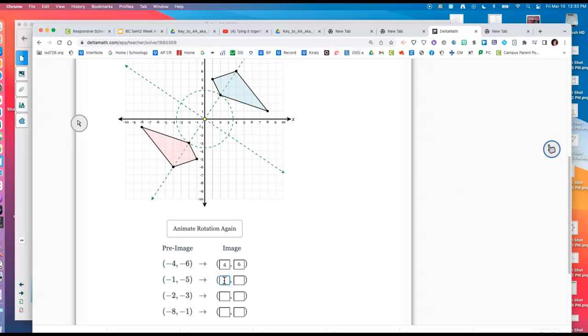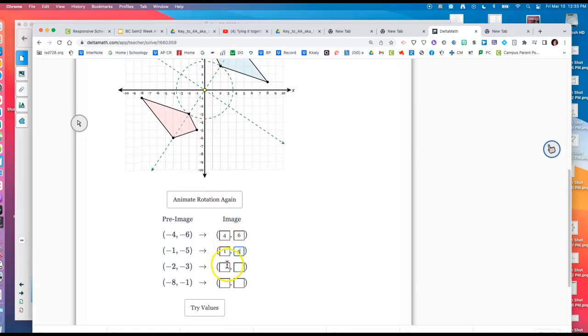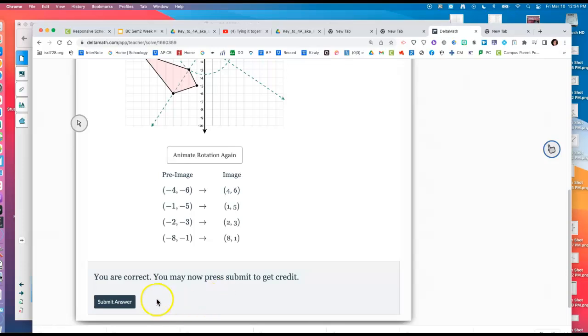So without looking at the grid, I'm going to assume that's 1, 5, and I'm going to check. Did -1, -5 down here go to 1, 5? And it did. So my pattern for the 180 is we just take the opposite of both coordinates. Go ahead and hit try values. You're correct. You can go ahead and submit.